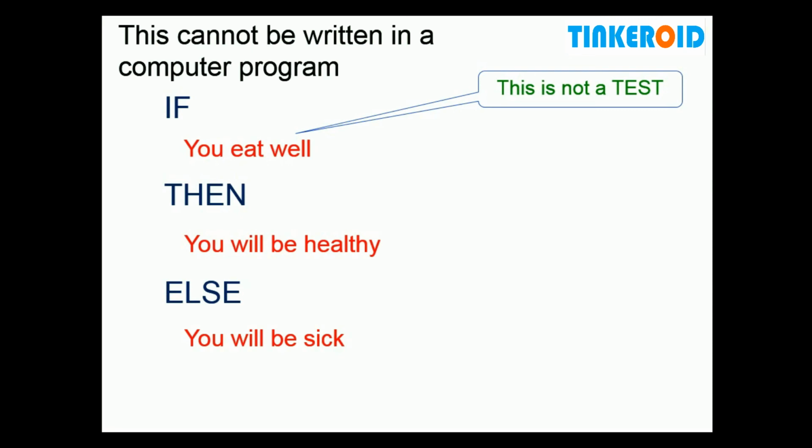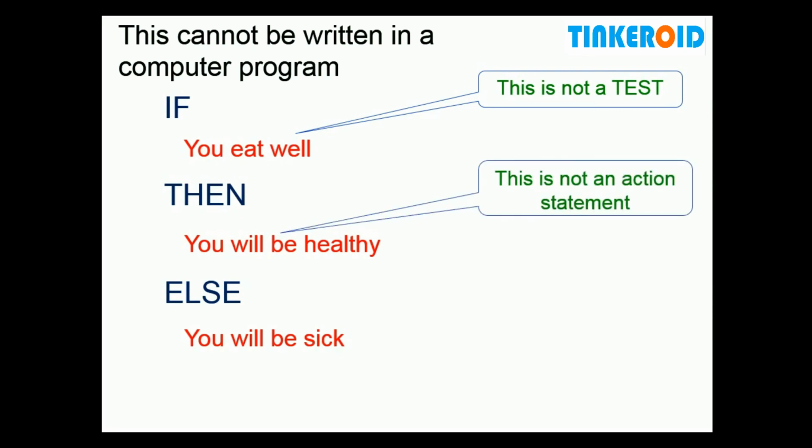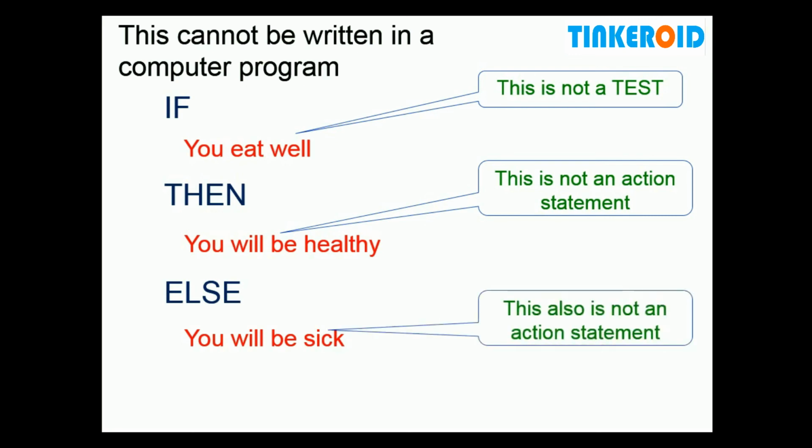Next one. You will be healthy. This is not an action statement. Means what? You need to do something, only then it's an action. Here the statement is you will be healthy. It's not an action. You will be sick. This is also not an action statement. We cannot do anything knowing that you will be healthy or you will be sick. It does not have any action that can be performed. Hence it is not an action statement, hence it cannot be given to the computer.